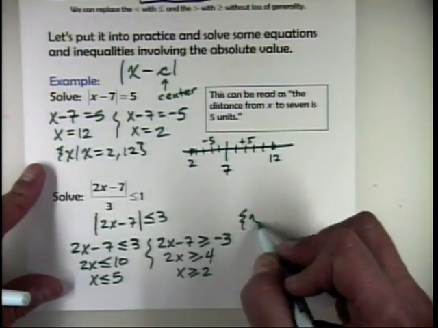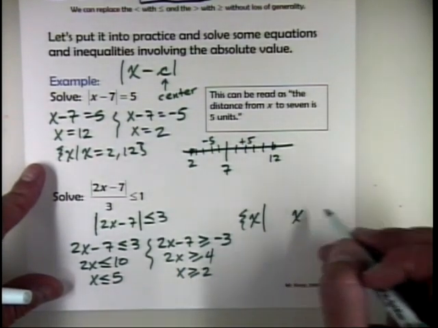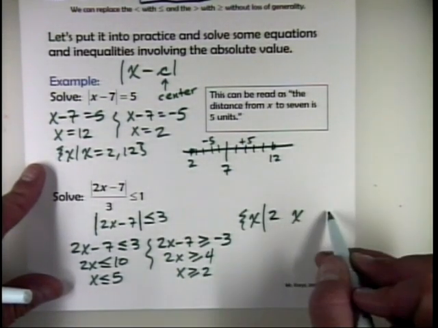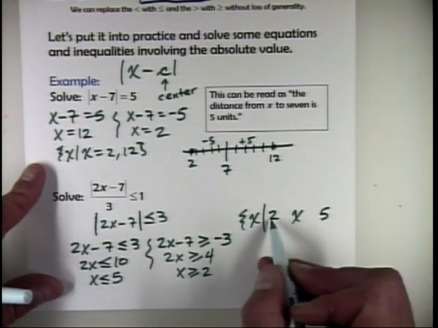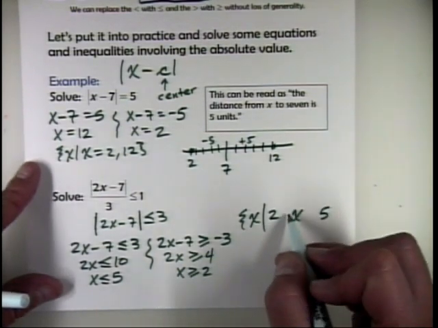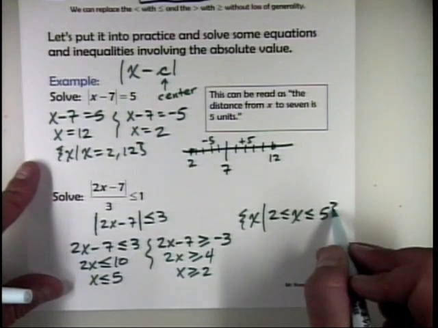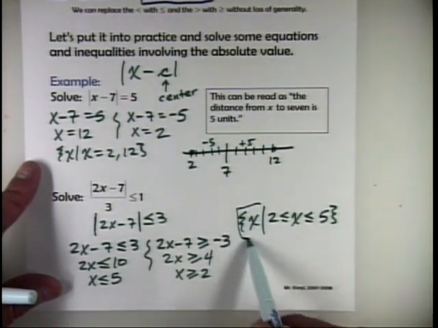It's the and case. It's the set of all x's such that x is between 2 and 5. So there's 2, there's 5. You've got to write them in increasing order. 2 is on the left of 5. And if you do that, then you can just stick your less than or equal to's, your inequalities in there. And that is the and case.